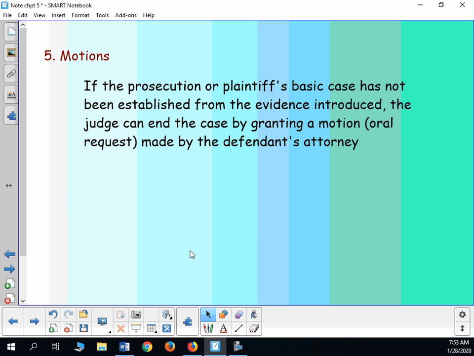Then 5 is kind of, if you want, halftime. This is an opportunity for the prosecutor and the plaintiff to go to the judge and say, look, they have not presented enough evidence. The evidence they have produced is useless, and really the trial doesn't need to go forward any further. And it's the judge's job then to decide whether that's true or not.